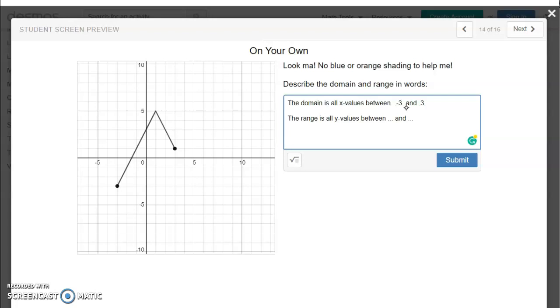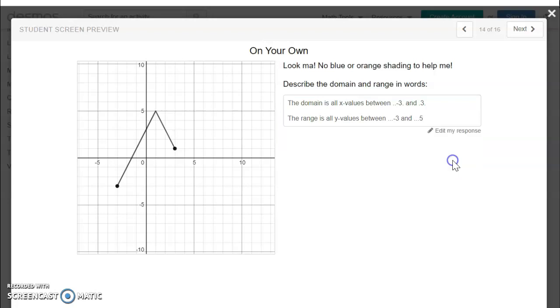Okay, what about the range? Range is the y value. How far does the graph extend? Well, the graph starts at about here. Okay, and what is the biggest value that goes up? Well, it doesn't just stop here, it goes beyond that. We need to cover up the whole graph, and it goes up to here. So that means it extends from -3 all the way to +5. So I have -3 to +5. Okay, and I'm going to submit that.